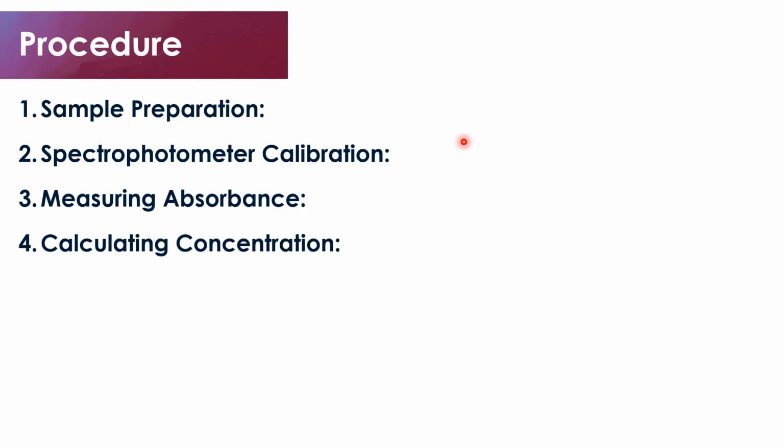Let's now see the various steps involved in the procedure for measuring the concentration of an unknown sample. So the first step is the sample preparation. The second is the calibration of the spectrophotometer. The third is the measuring of the absorbance value. And the fourth is the calculating of the concentration of the unknown sample.